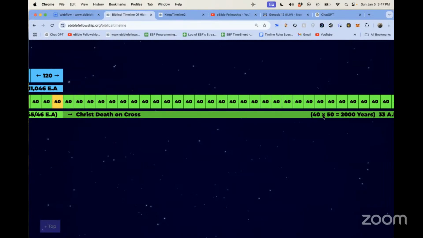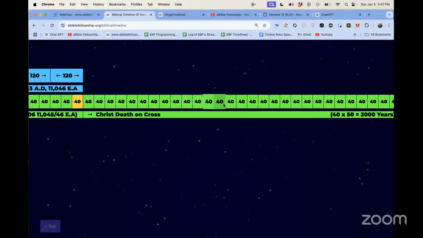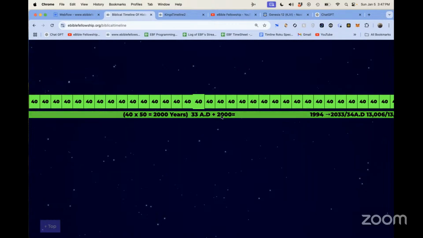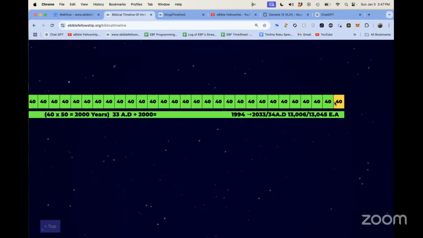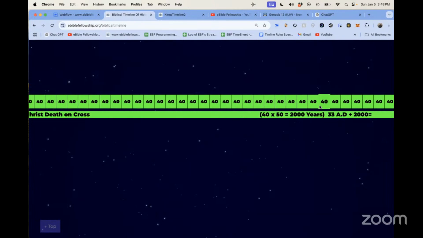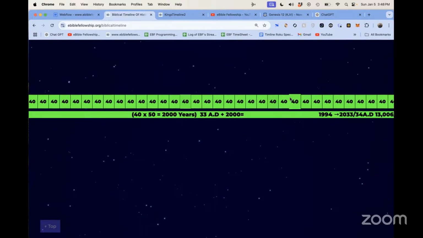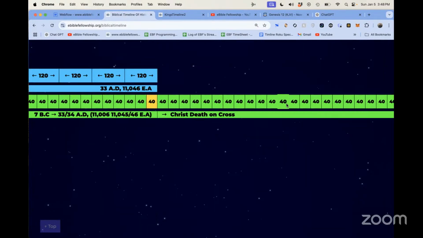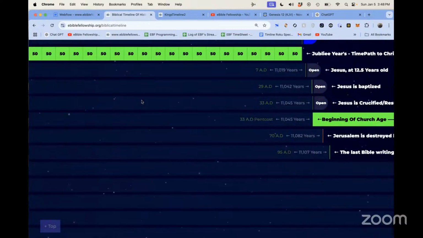40 times 50. Why is 50 significant? That's the number for the Jubilee. 40 times 50 equals 2,000 years. So if people are wondering why do we go 2,000 years from the resurrection, well, this is kind of a proof of why it can do that, because all these 40s equal out to 2,000 years. But it first lands on 1994 and 2033. So what's interesting is Moses takes us to the first coming of Christ, and he takes us to the second coming of Christ. Now, compare that with this, what we learned over here. Pull that up.